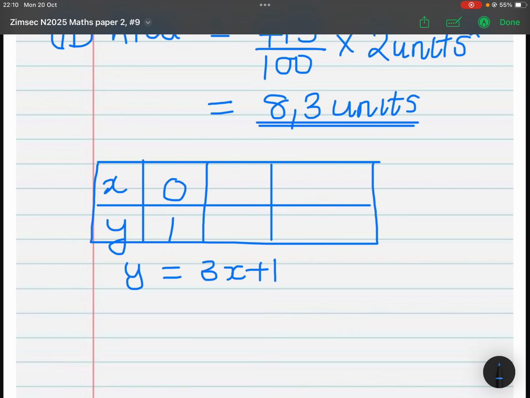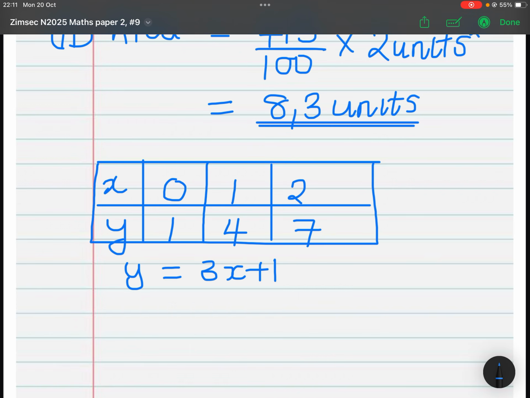And then after that, let's say we substitute 1 on x, right? We say 3 times 1, 3 plus 1, 4. So this is going to be our second coordinate. And then let's say we substitute 2. We say 3 times 2, 6, 6 plus 1, 7. So we need to plot these points on our graph. And then after that, we join them with a straight line, right?